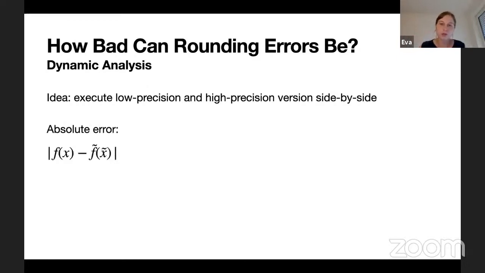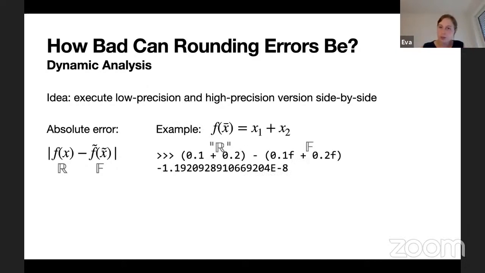Now, before we can measure rounding errors, we have to define how we're actually going to measure them. One way to do this is to use the absolute error metric. So we will just compare the real valued or ideal or high precision version to its low precision, finite precision version, and we'll just take the absolute value of this.